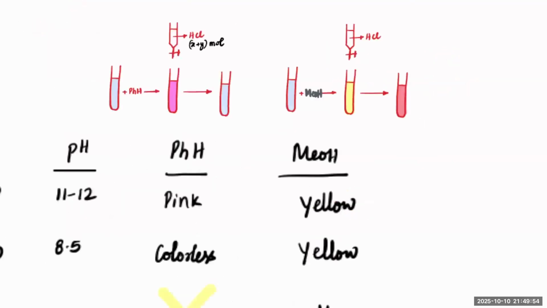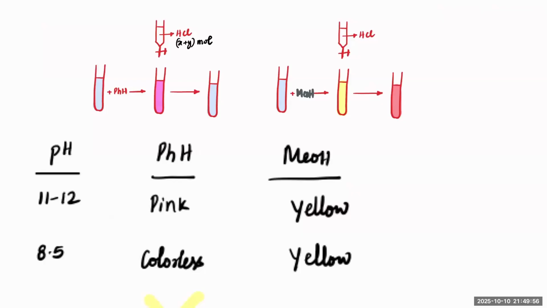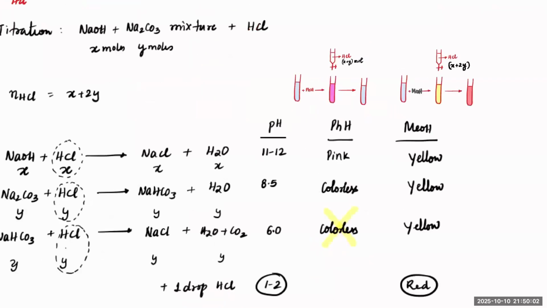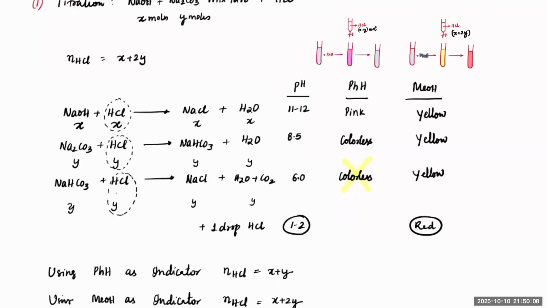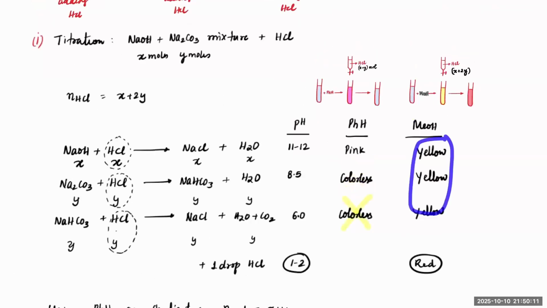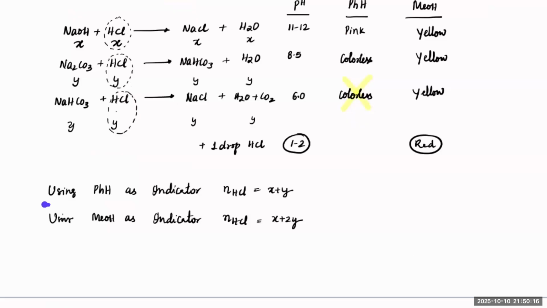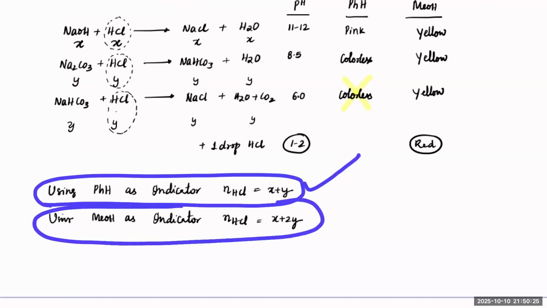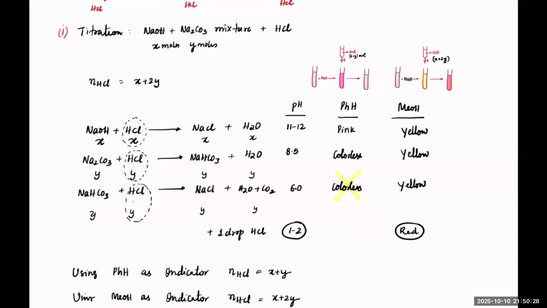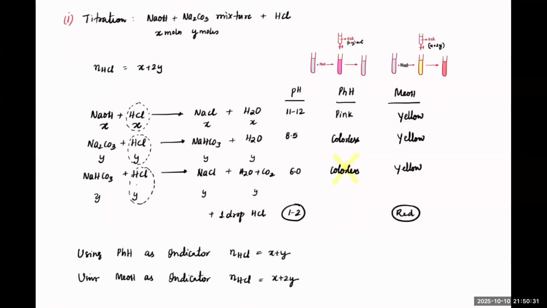Now can I say something? The total moles that you have used here to titrate is X plus 2Y. Isn't it? Is this part clear, everybody? So with methyl orange, complete titration will happen. See here I have written: using phenolphthalein, number of moles of HCl you will use is X plus Y. Using methyl orange, you will use X plus 2Y. Everyone, please let me know if you have any doubt in this titration. If you have understood this titration, I'll go to the next one.